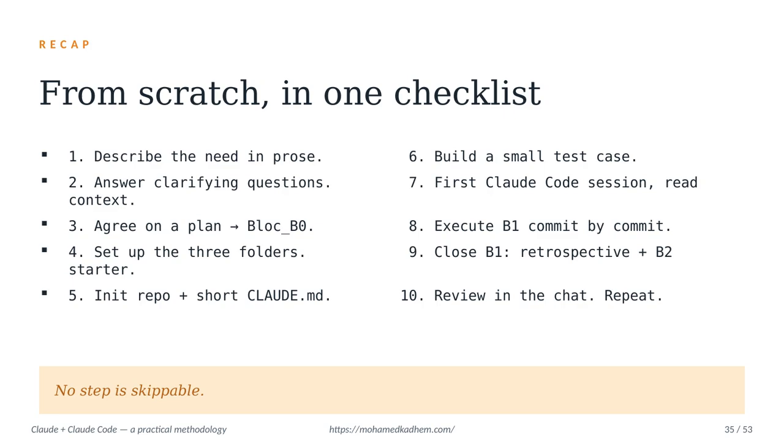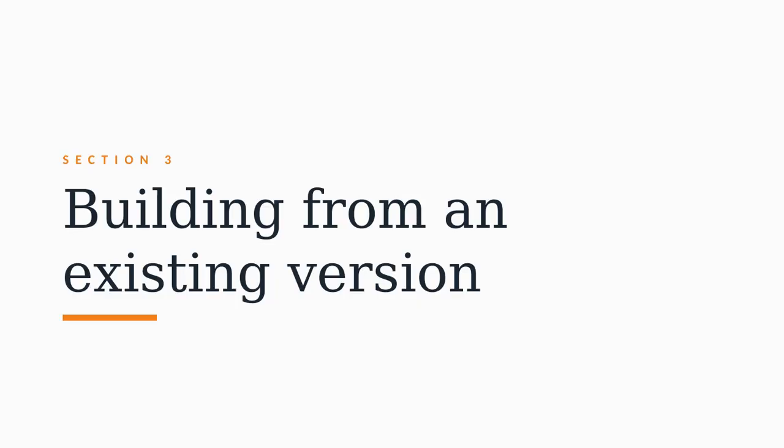No step is skippable. We now turn to the second scenario, which is in some ways harder. You are not starting from a blank page. You are starting from a codebase that already exists. It might be a script you wrote years ago and never cleaned up. It might be code in a language you want to leave, an older Python, a MATLAB file, a Visual Basic application. It might be a colleague's unfinished work, or a spreadsheet with macros that grew out of control. Whatever it is, you have source material, and that changes everything.